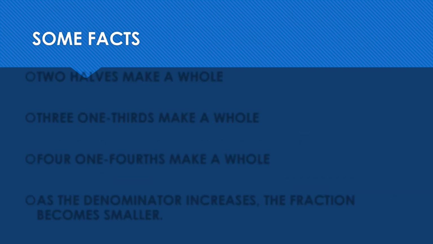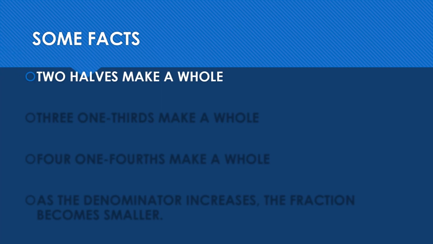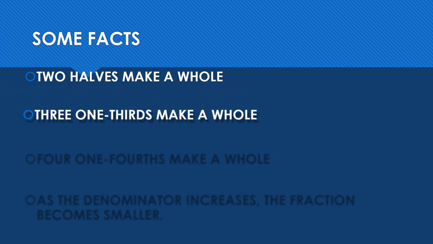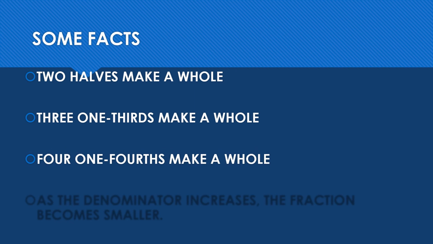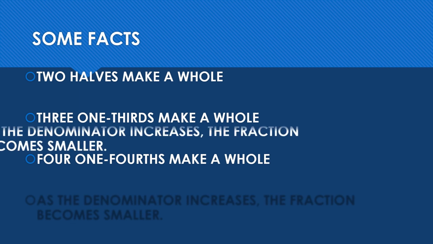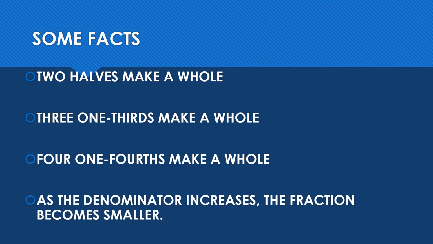Now let us see some interesting facts. 2 halves make a whole, 3 1/3 make a whole, 4 1/4 make a whole, and so on. That means 5 1/5 make a whole, 6 1/6 make a whole, 7 1/7 make a whole, and it goes on like that. Now, as the denominator increases, the fraction always becomes smaller.